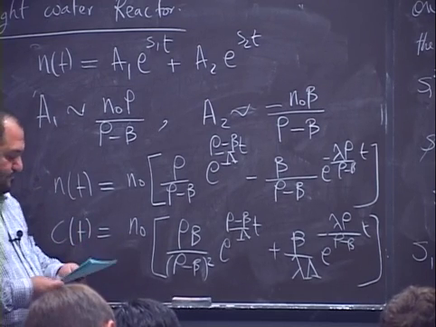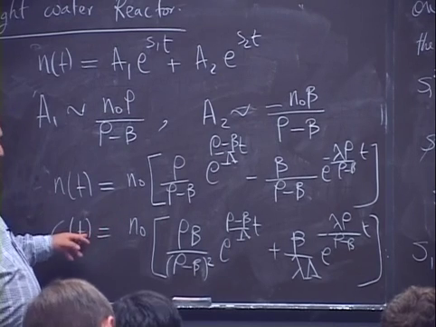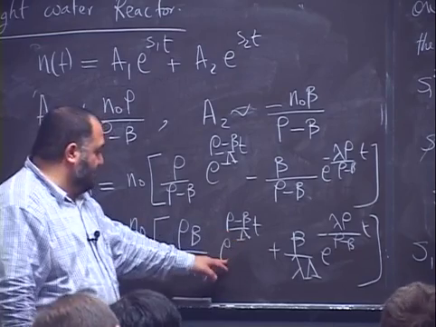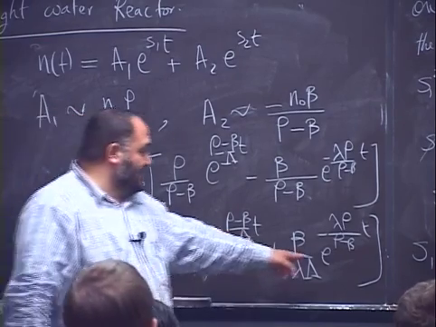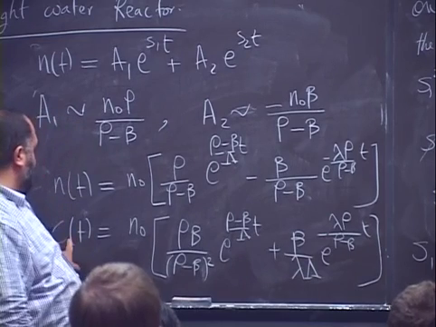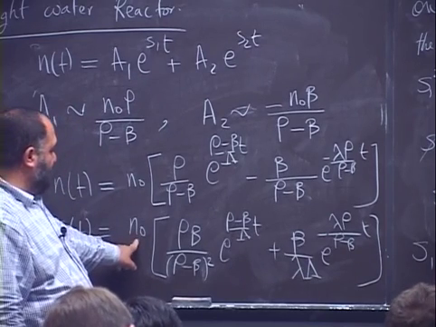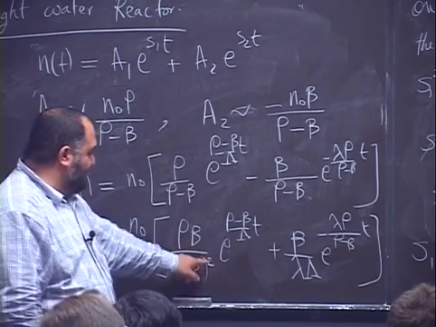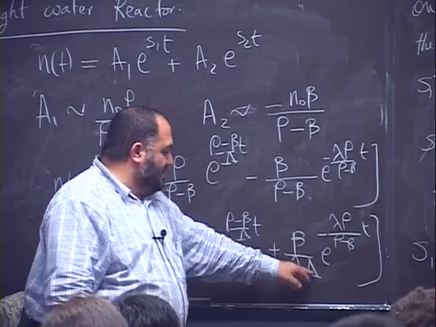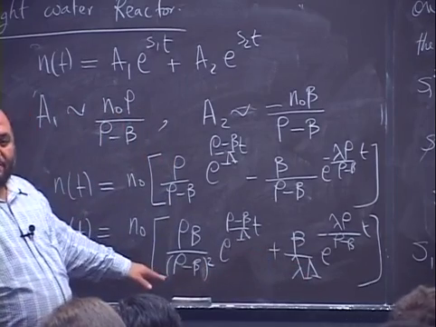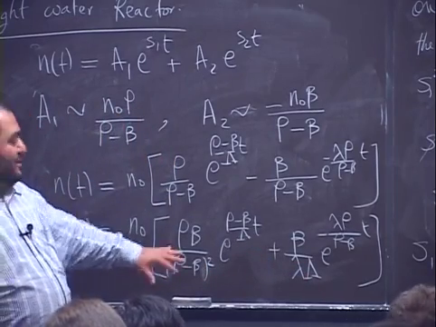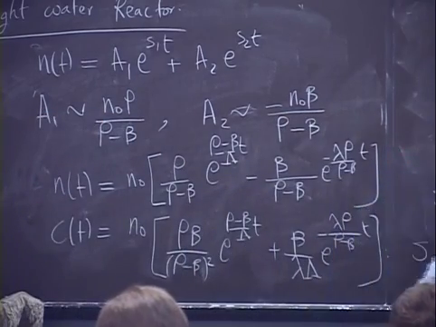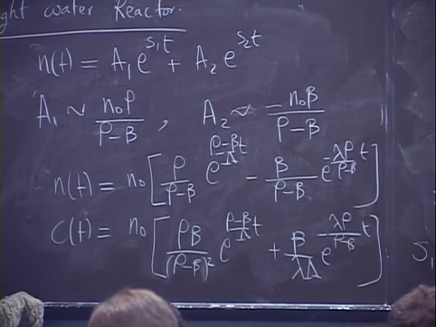Now, at t equal to 0, this is 0. So this would be what? 1. And this would be what? 1. So C naught would be equal to N naught, and you will have rho beta over rho minus beta squared plus beta over lambda gamma. If you unify the numerator and denominator, and then play with this, you will get the initial condition for C, which is C naught, and I will show it to you in a minute.